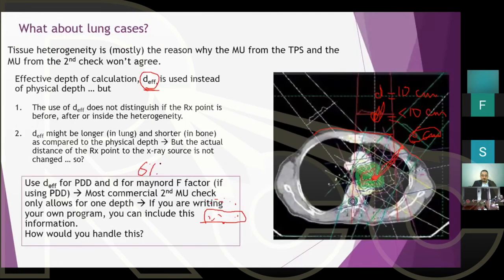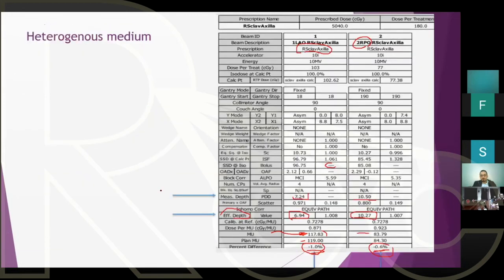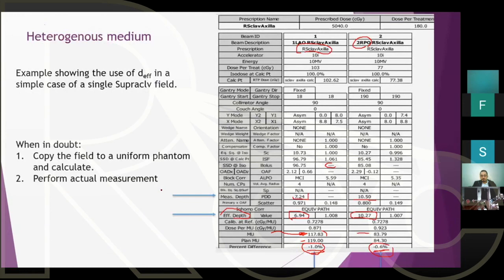It took us a while, but this is really the core of the topic. Let's say your clinic protocol does not allow anything more than 5%. And in this lung case, you got 6%. You did the effective depth, you did everything, and you got 6%. So what can you do? And your protocol says don't treat if you're not within 5%.